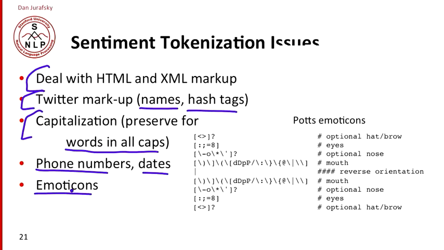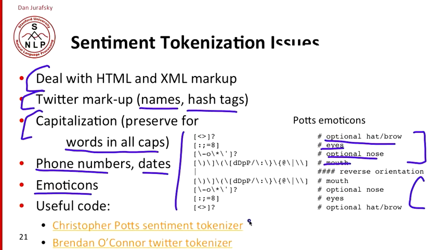So I'll show you here a set of regular expressions for detecting emoticons from Chris Potts. Here we have the one long regular expression for recognizing an optional hat, followed by an eye, followed by an optional nose, and then a mouth, and so on. So you can see each of that either in positive or reverse orientation. And this set of regular expressions comes from a whole sentiment tokenizer that I pointed you at here, and there's other kinds of tokenizers like Brendan O'Connor's Twitter tokenizer you can also go look at.